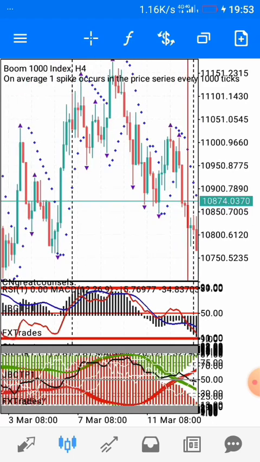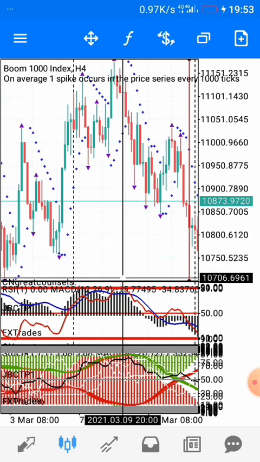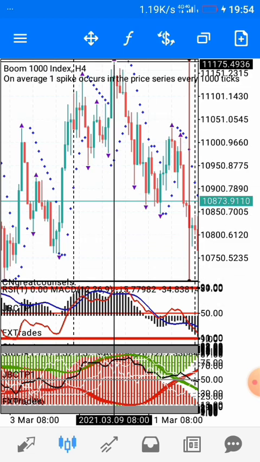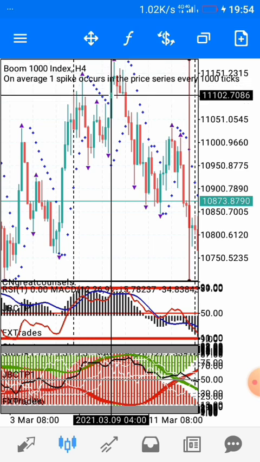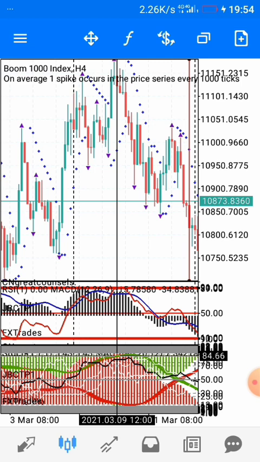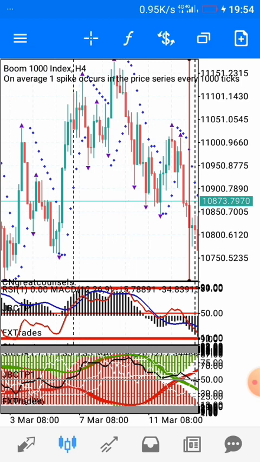Okay, let's look for a sale opportunity, since this is boom. This is boom. Okay, the conditions were met here as well. The conditions were met here. Okay, just look from up, from the main chart down to the first indicator window and down to the second indicator window.